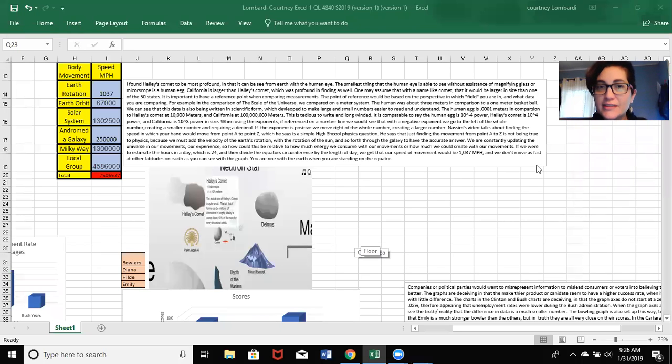Good morning. Today we're going to talk about graphs and charts. And one of the first things that we looked at was the scale of the universe. And what I found to be most profound is Halley's Comet.